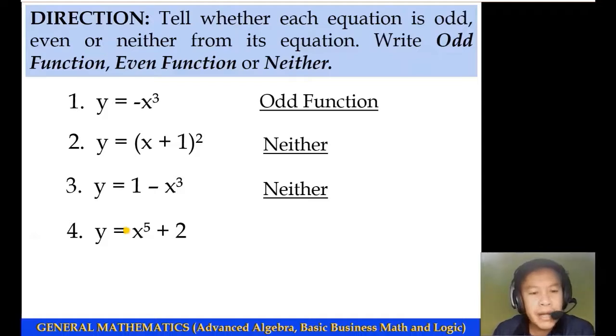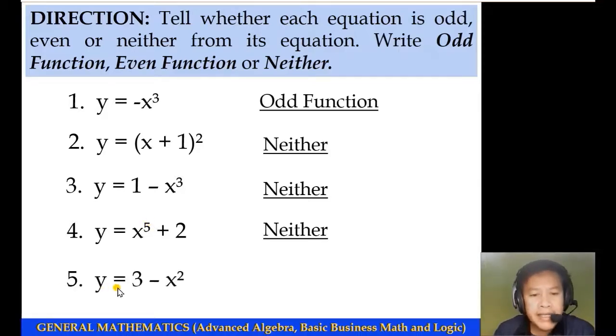Let us proceed with number 4. Y is equal to x raised to 5 plus 2. And this is neither an odd nor even function. Why? Because of the constant term. Because the constant term here has the variable x with exponent 0, because x raised to 0 is equal to 1, and 1 times 2 is equal to 2. But if we remove the constant term here, we have y is equal to x raised to 5, and that is already an odd function.